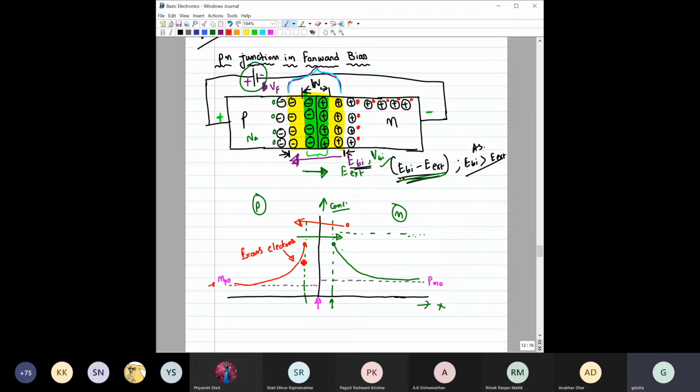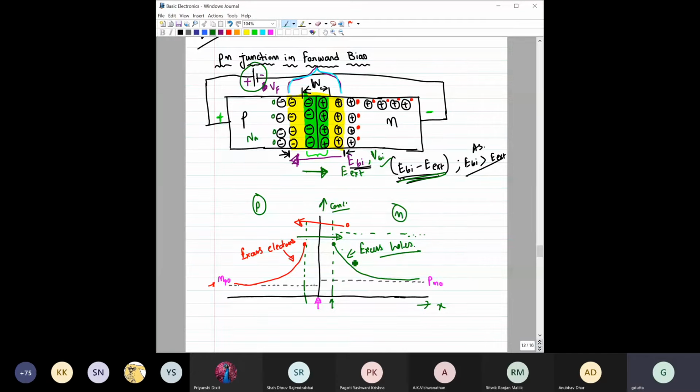Why are we calling it excess? Because the electron concentration is expected to be Pn naught, but here the electron concentration is higher than that. So these are the excess amount of electrons that has come from this side due to diffusion, which is the result of the lowering of this barrier, or the lowering of the electric field present in the depletion region. Similarly, these are the excess holes.